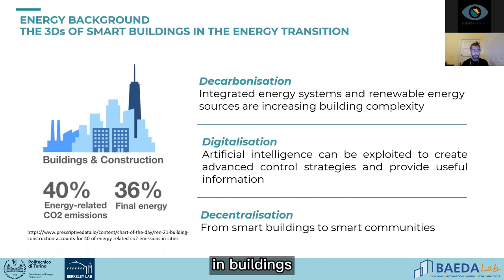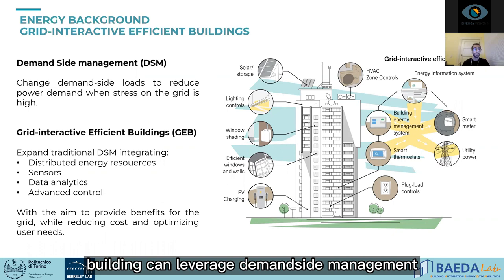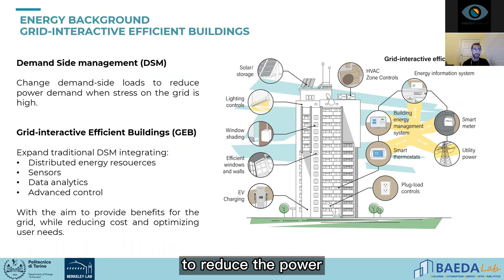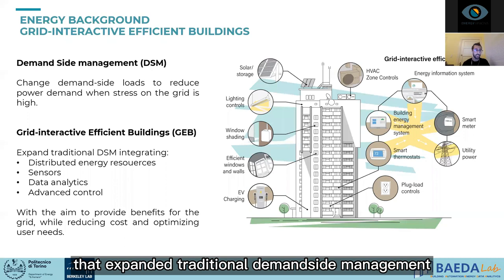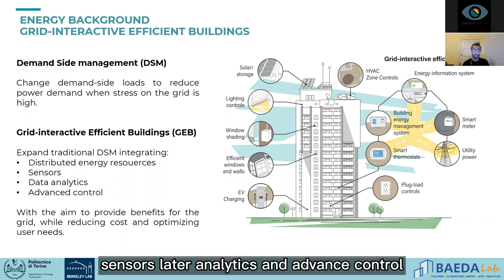So in order to provide grid services, a building can leverage demand side management. Basically, it means that they can change the demand side loads to reduce the power demands when stress on the grid is high. And recently, the concept of grid-interactive efficient buildings has been introduced, which expanded traditional demand-side management, integrating distributed energy resources, sensors, data analytics, and advanced control. The aim is to provide benefits for the grid while reducing costs and optimizing user needs.